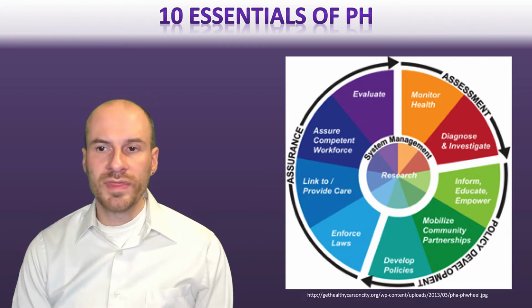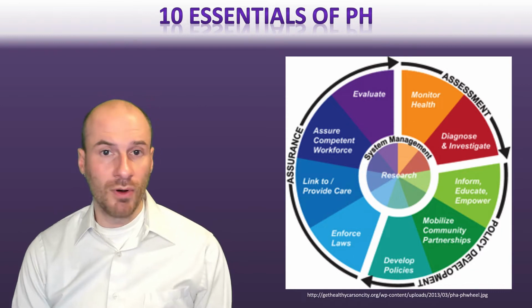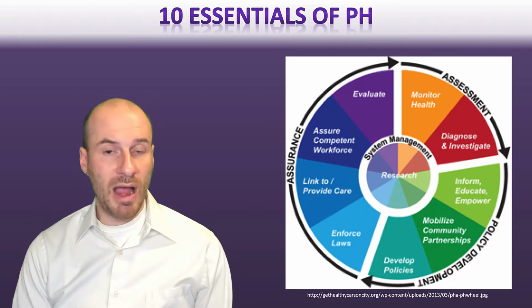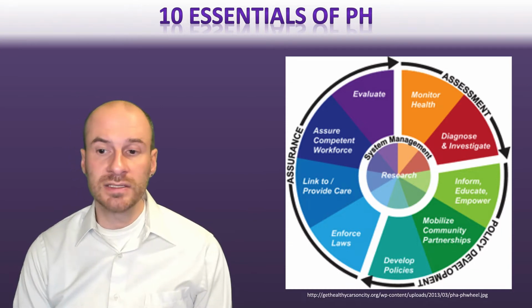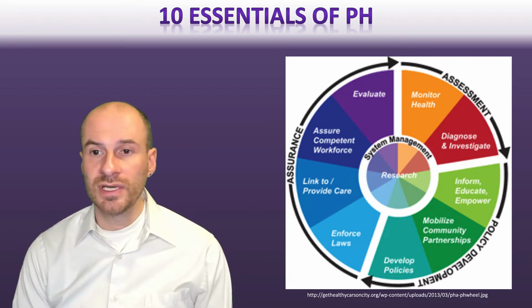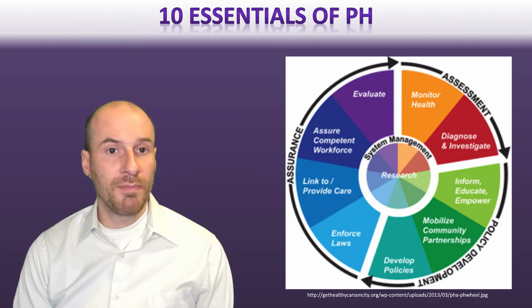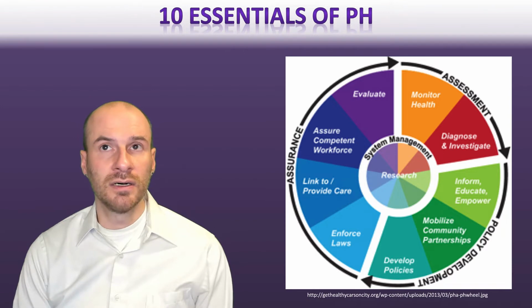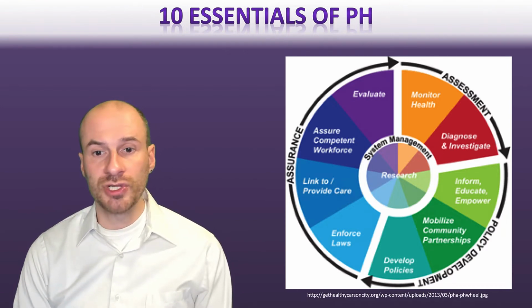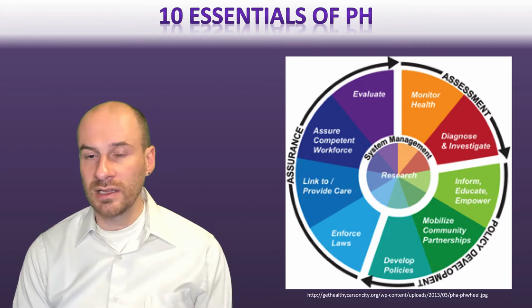Okay. Within those, for assessment, there's monitoring health and diagnosing and investigating health issues, right? Then for policy development, we have informing people about health, educating them, empowering them to address health issues within their communities, mobilizing community partnerships, so really working with those community organizations to address health issues, developing policies around health. And then on the assurance side, we have things like enforcing laws related to health, helping people access healthcare, right? Making sure that there isn't an unequal distribution of access to health insurance, access to clinical services, etc.